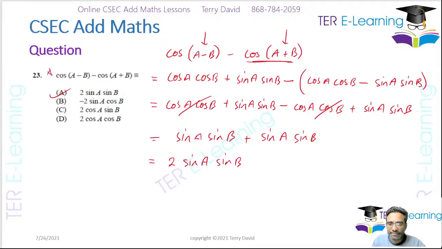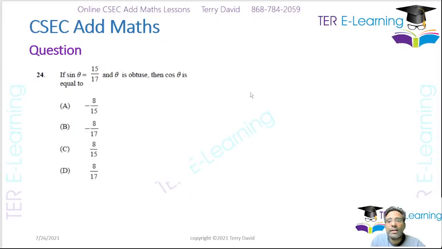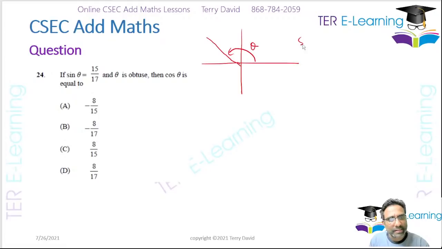Right, so that's 23, right? So moving on. Now they give us a question here. Sine theta is 15 over 17 and theta is obtuse, right? Determine cos theta. So what we need to do is draw a little diagram here, right, with our quadrants. So they said the angle theta is obtuse. So therefore, the angle they're talking about here is this angle here, and that's theta. And what they're telling us here is sine theta is 15 over 17.